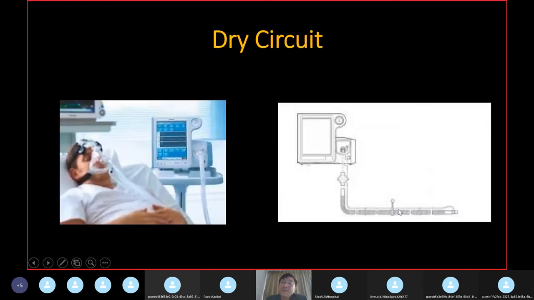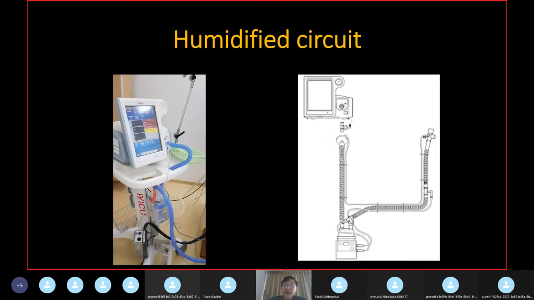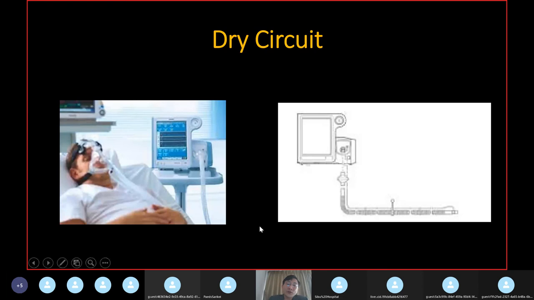Importantly, we need to understand the circuits. Just now we talked about single limb. No doubt NIV has a single limb circuit, but the single limb circuit can be divided into a dry circuit as well as a humidified circuit. A lot of the time in adults, they use a dry circuit. What do you mean by dry circuit? There's no humidification system in the machine itself.